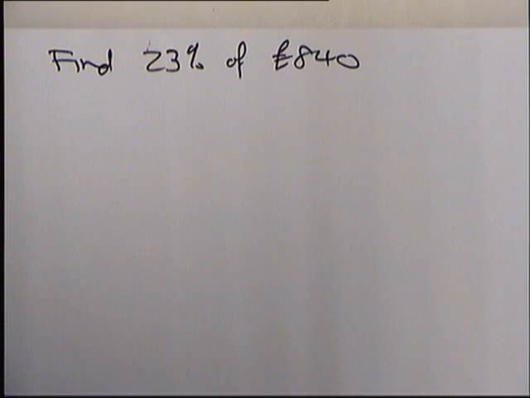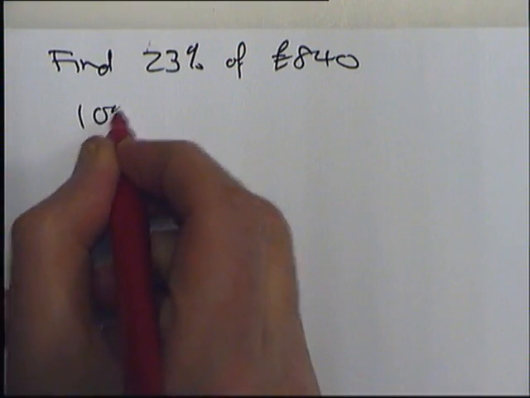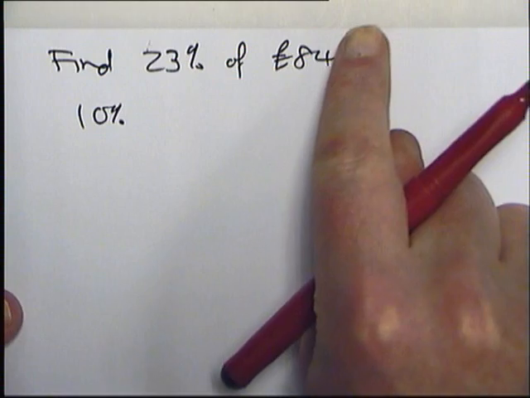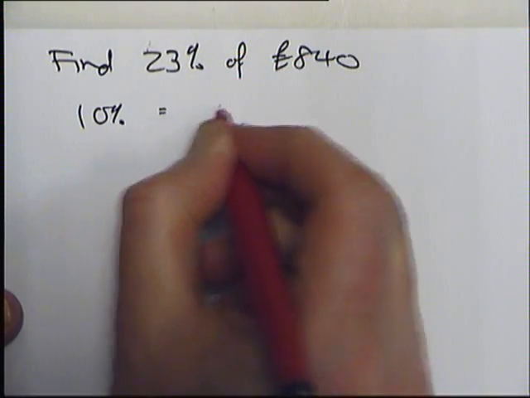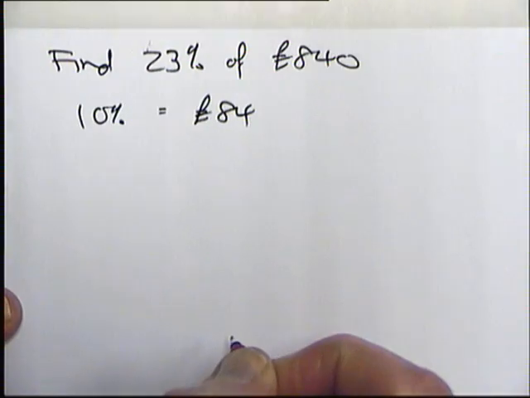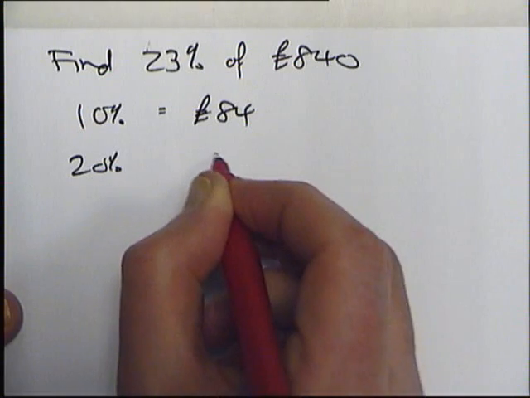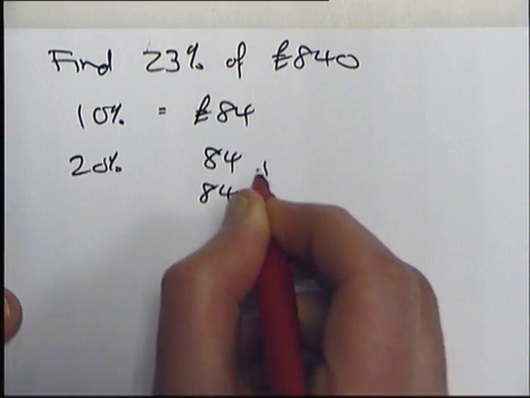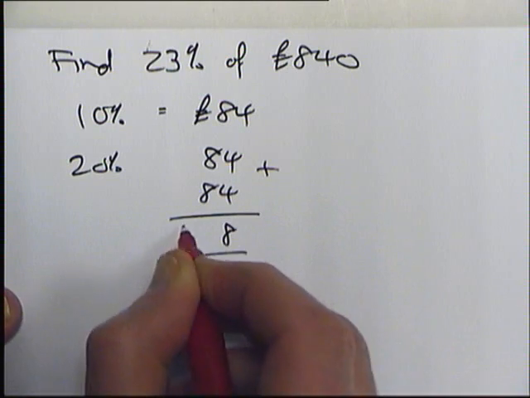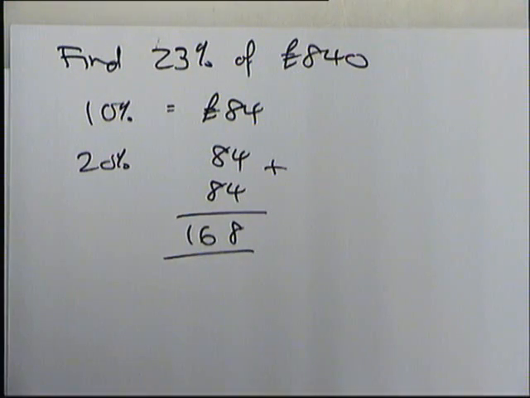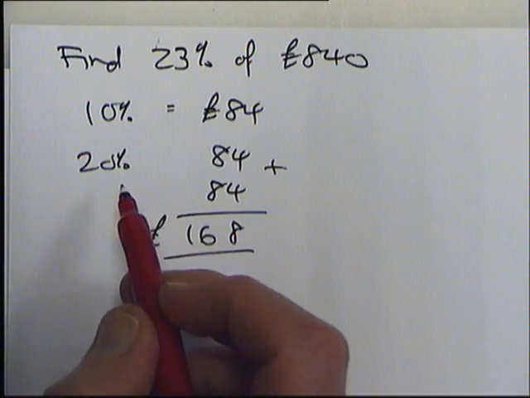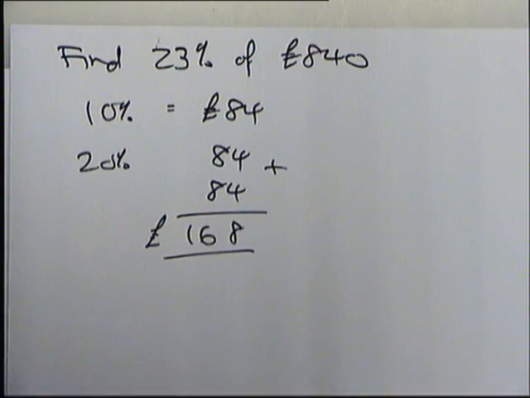So, if we're faced with a question like find 23% of £840 and we haven't got a calculator, let's just go through what we've done so far. How can we get here? 10% is easy. It's knocking a naught off if there's a naught at the end. So 10% will be £84. 20% will be two lots of 10%. So it'll be 84 and another 84 added together, and we've already worked out that that's £168. Now, to get 23%, I need another 3%.